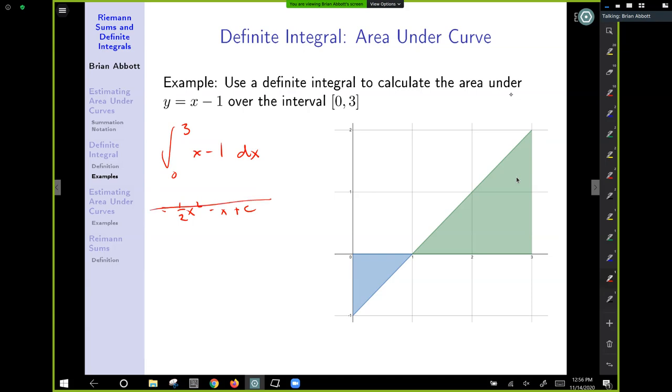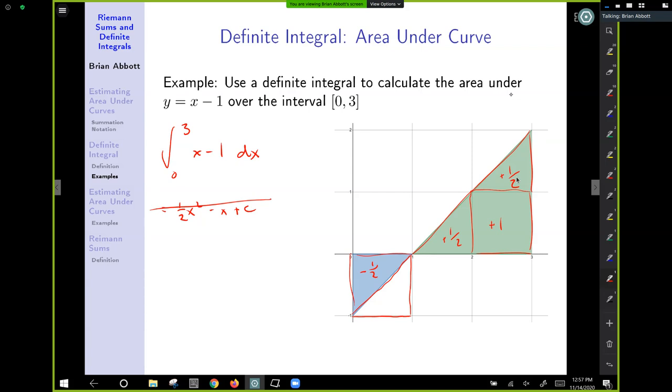So we're going to fire up some geometry. For this blue square, a 1 by 1 square has area 1. So this blue area has area 1/2, but since it's below the axis, it's going to be a negative 1/2. And this green area up here, well, this box would give us an area of positive 1, and each of these triangles respectively would give us an area of positive 1/2 each.